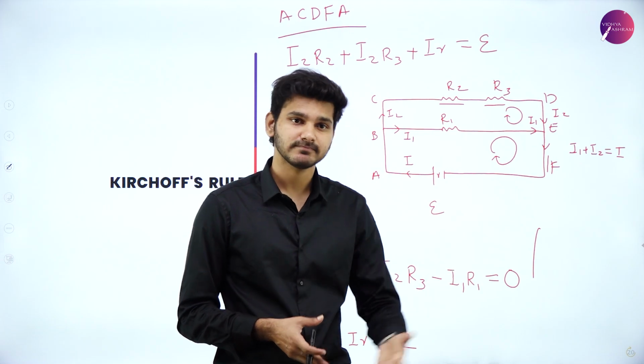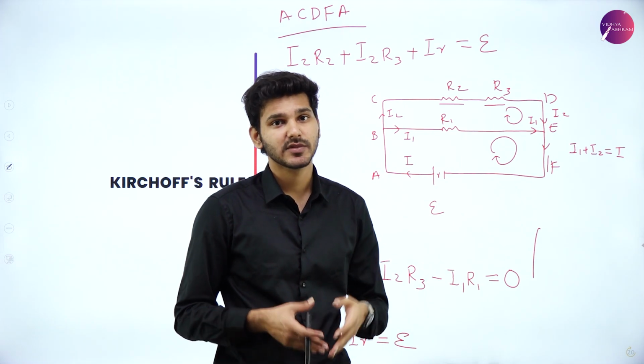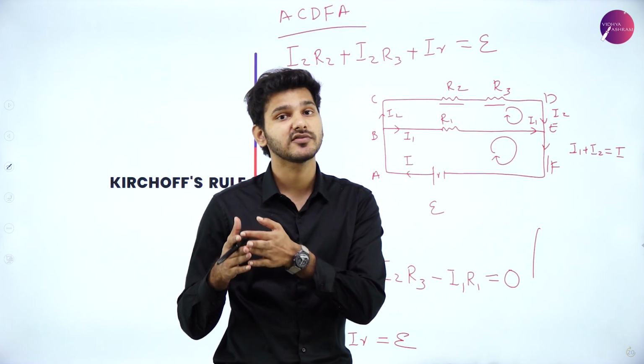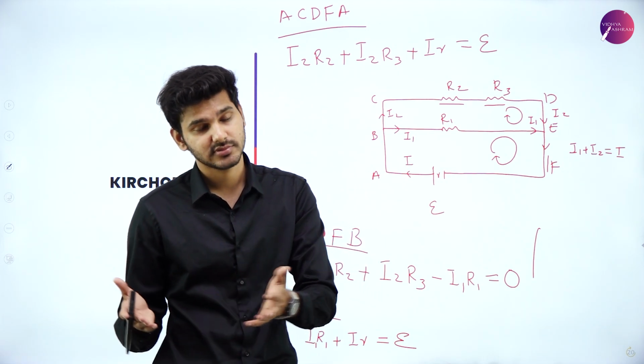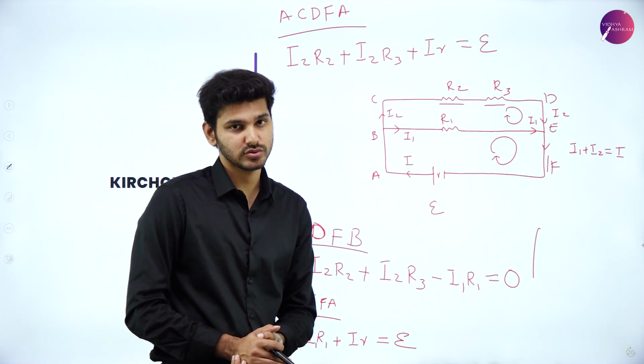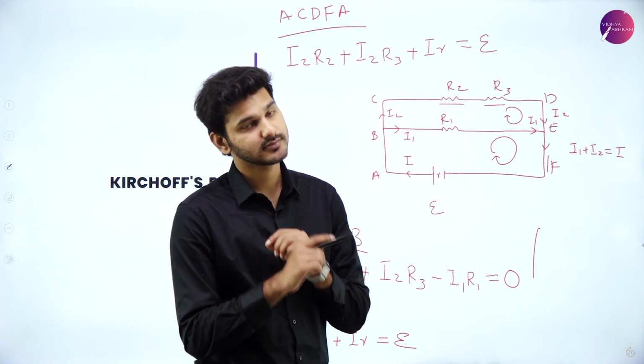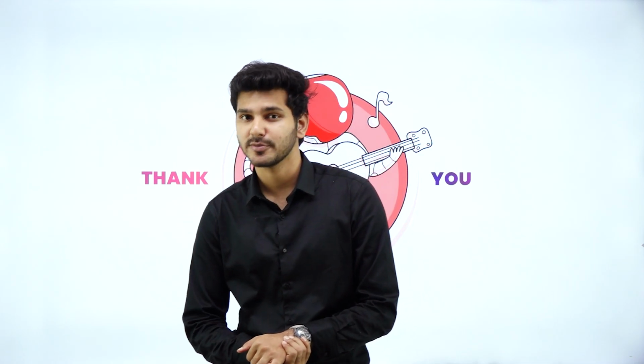And for the junction rule, it is basically that the amount of current entering into a junction will be equal to the amount of current exiting from that junction. That is known as the junction rule. Given that in both these cases the circuit is closed. I hope you have understood about Kirchhoff's rules, cells, EMF and all the fun that comes along with that.